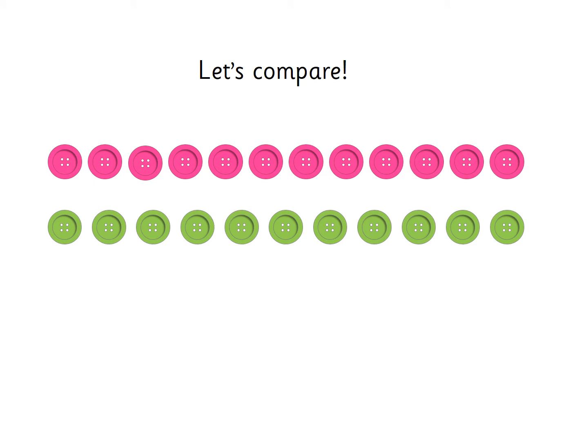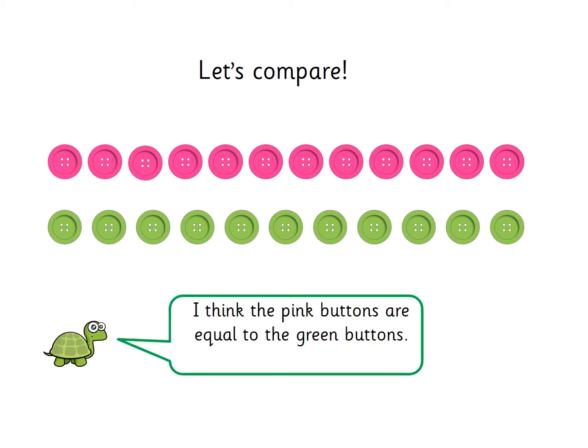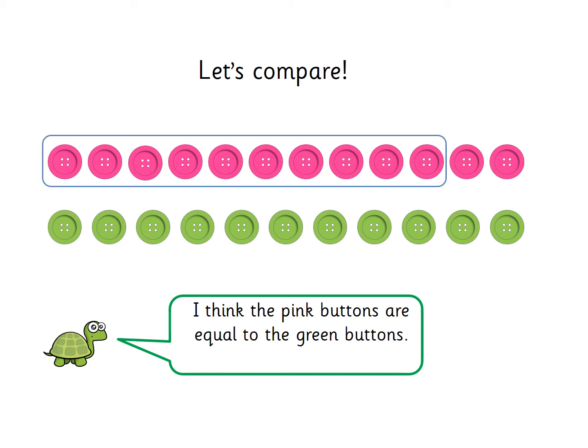Right, let's compare then. So Turtle says, I think the pink buttons are equal to the green buttons. Is he right? So we need to count the pink buttons and count the green buttons to check. They look like they start and finish in the same line. It looks like they might be the same amount, but is there the same amount? Let's check. So there's 10 at the top.